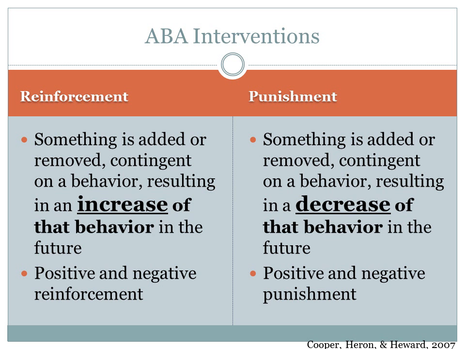Alright, here we have a few ABA interventions. Two big important ones are reinforcement and punishment. So again, reinforcement is when something's added or removed contingent upon a behavior that's going to result in an increase of that behavior in the future. There's positive and negative reinforcement. For punishment, it's when something is added or removed to the environment contingent upon a behavior, which is going to result in a decrease in that behavior in the future. For punishment, there's positive and negative.